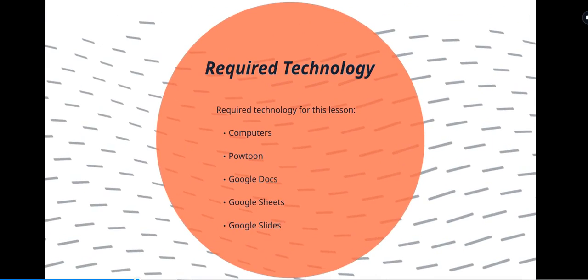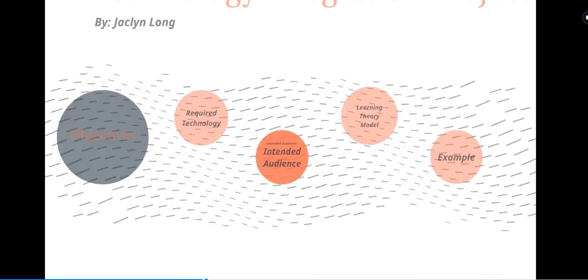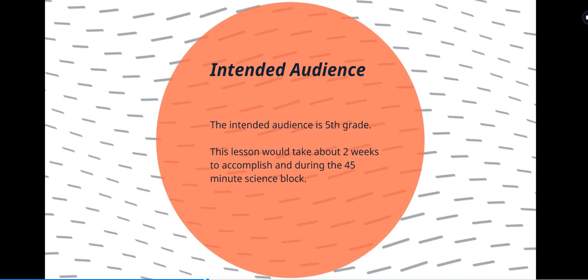The required technology: you have to have access to computers, Powtoon, Google Docs, Google Sheets, and Google Slides. The intended audience that I chose was 5th grade. This lesson would take about 2 weeks to accomplish, and it would have to be during the 45-minute science block.